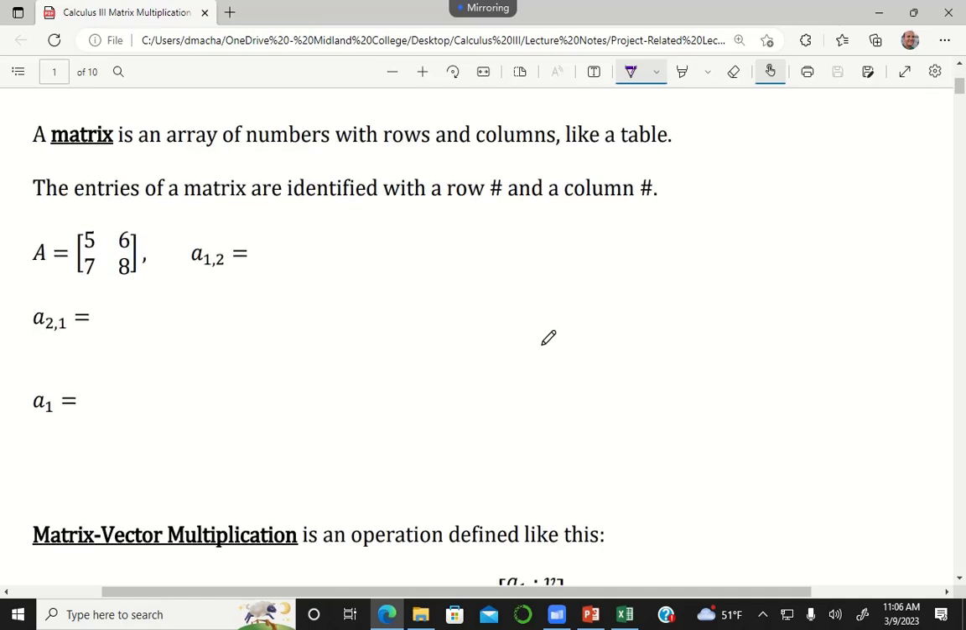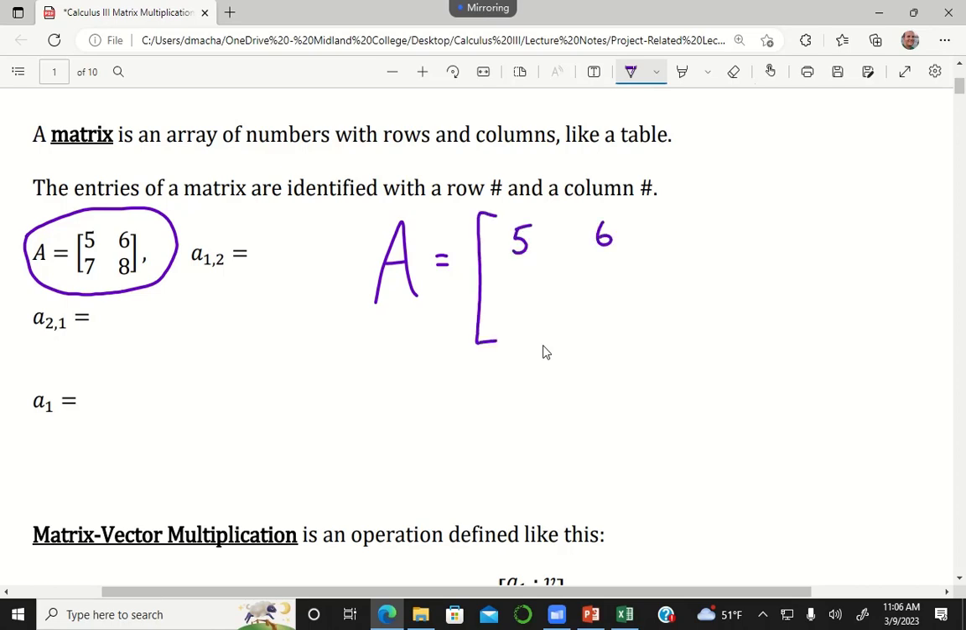So a matrix is an array of numbers, and there's going to be rows and columns of numbers. It's kind of going to be like a table of numbers. I know I said this earlier in the semester too. But this is my matrix capital A. Usually I use capital letters to represent matrices. And so this matrix has 2 rows and 2 columns.